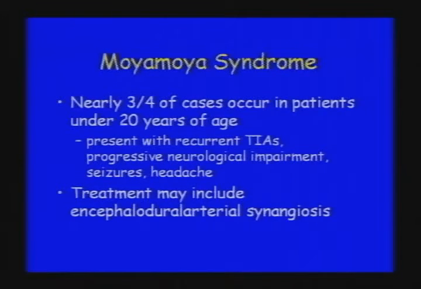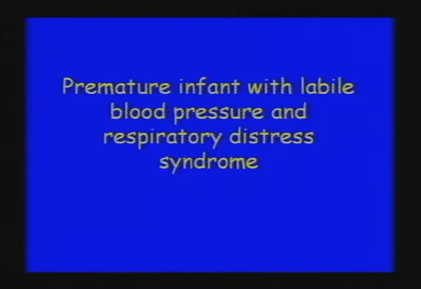Most patients are under 20 years of age, and they present with recurrent strokes or TIAs, progressive neurological impairment, and seizures. The treatment is basically they try to anastomose the extracranial to the intracranial circulation, and that's called encephalodural arteriosynangiosis.